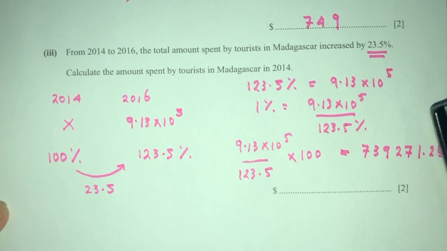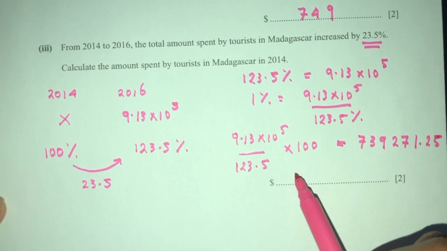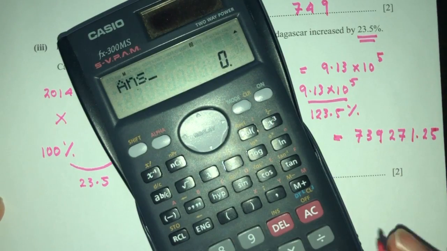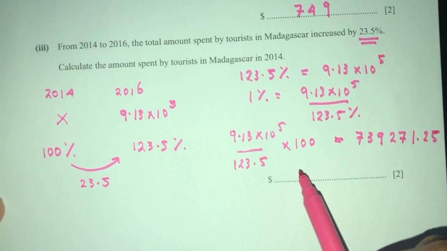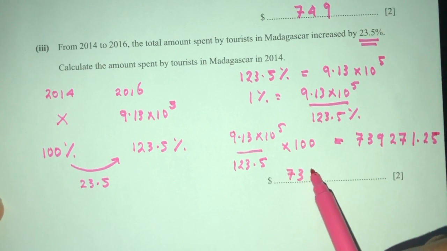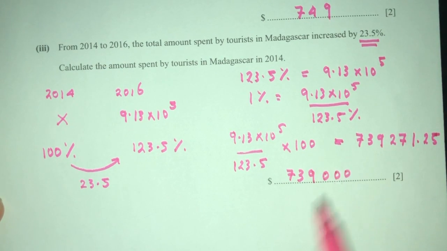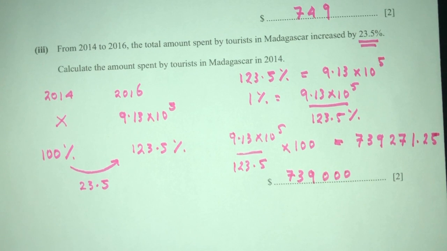Again here, do we have to provide the answer correct to 3SF? Maybe, maybe not. But I would say we can do so because this is not an exact value. Usually I will go ahead and provide the answer correct to 3SF if you guys want to do so. That should be the value for the amount spent in Madagascar in 2014. And that is your question number 1.